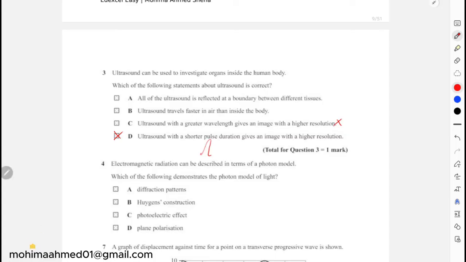Ultrasound travels faster in air than in the body. We do not know that, or basically EM waves actually travel with a speed of 3 × 10^8 in all cases, right? So this is wrong, and in all mediums, so this is wrong.